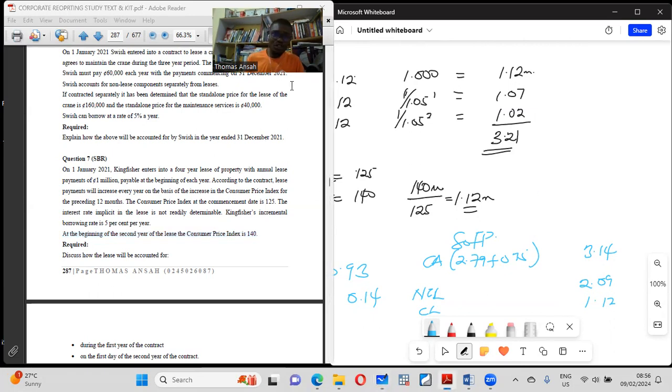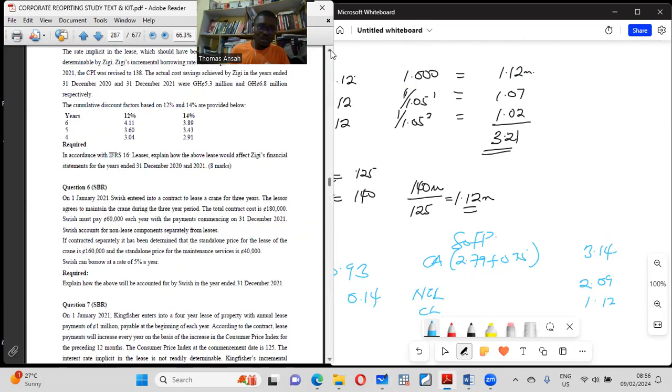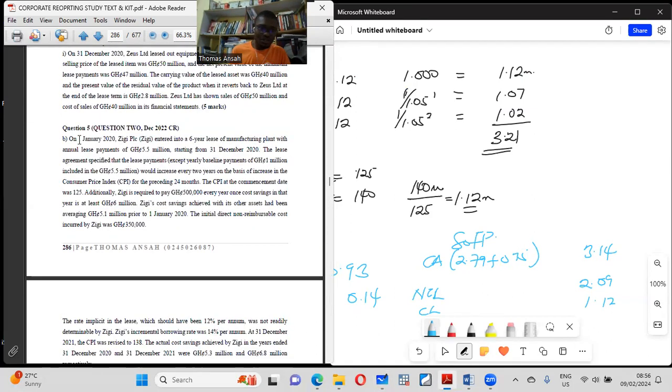Okay, so like I told you, there is a past question here you can take your time to look at. It's the same thing, CPI. So they said that it's a 6-year lease. So that is what you need to use as your exercise at home. All right, and the lease payment is 5.5 commencing from December 2020, which makes it what? Arrears.